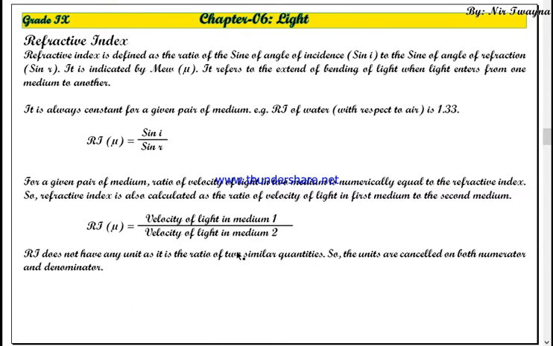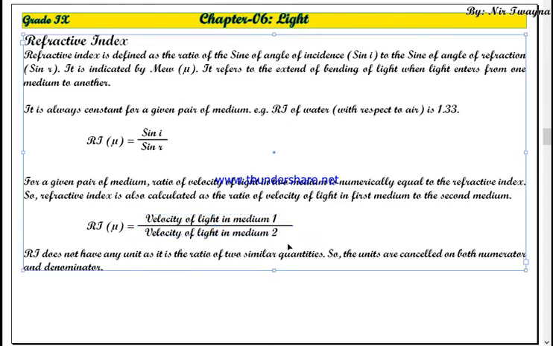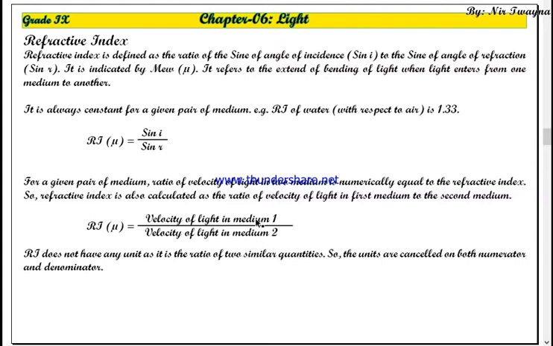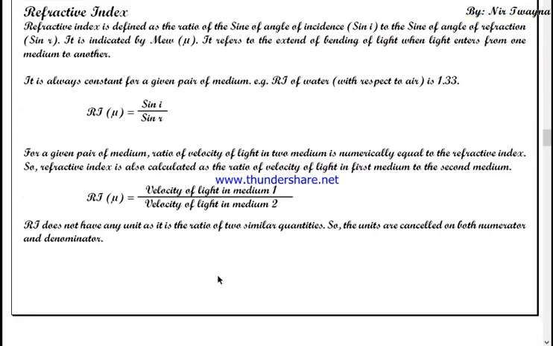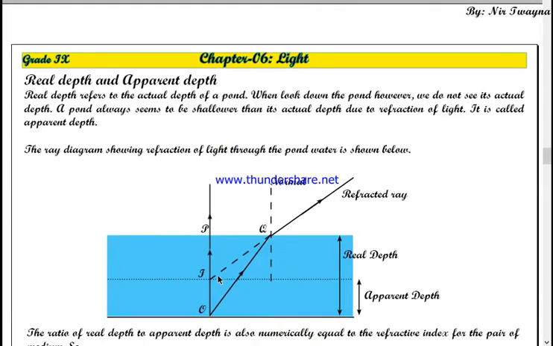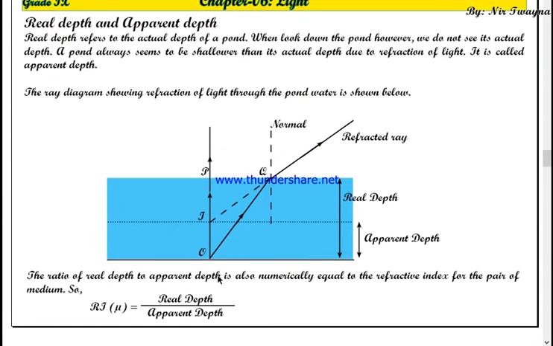Since these are ratios of same quantities, in this case it is the ratio of sine, and in this case it is the ratio of velocity. Whichever formula you take, refractive index is the ratio of two similar physical quantities. Okay, so both numerator and denominator will have the same SI unit, which will cancel on both sides. Now let's come to the next concept, the concept of real and apparent depth.